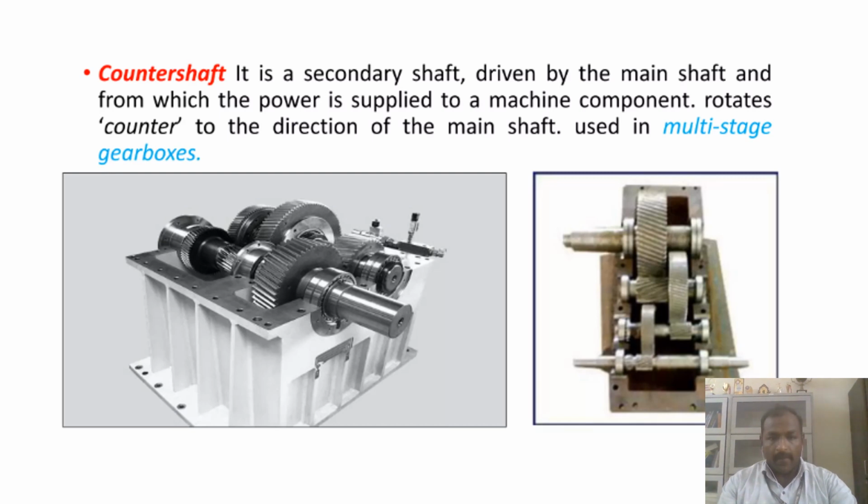Then you can see the counter shaft used in the gearbox. The counter shaft is a secondary shaft driven by the main shaft and from which the power is supplied to the machine components. It rotates counter to the direction of the main shaft. It is used in multi-stage gearboxes, as I already told.